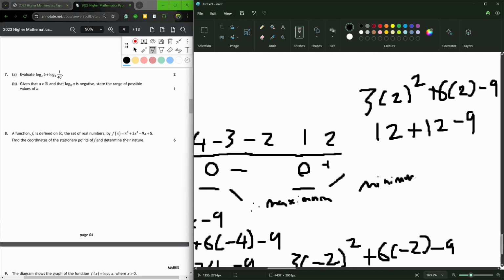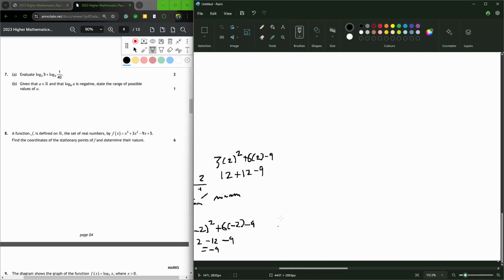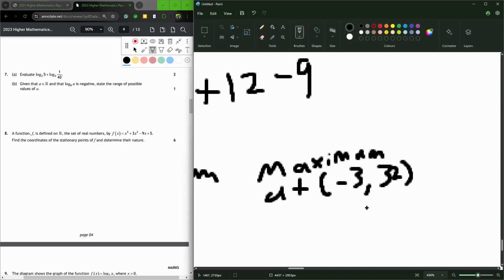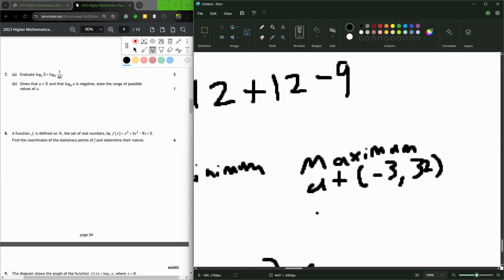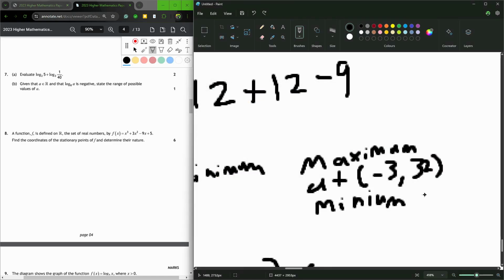So, after you've done all that work, what do you say? Well, you're going to make a conclusion. So we're going to say, well, maximum at -3, 32 was it? Yeah. And then minimum at, I do not want to save it to my homework folder. No, I do not. I want to press Control Z. Thank you very much. At 1, 0.